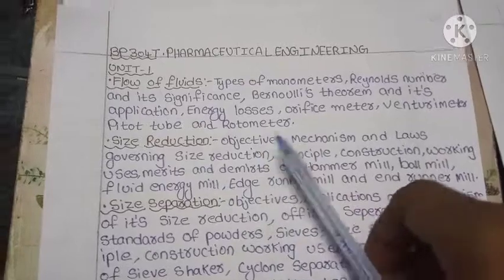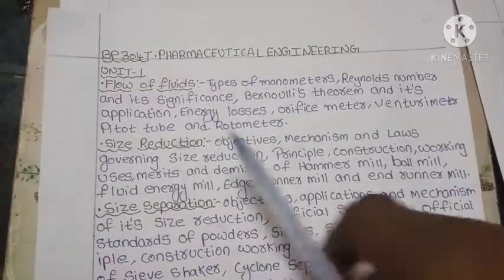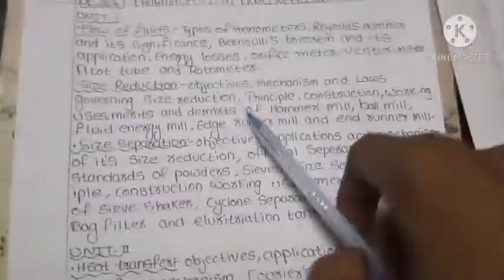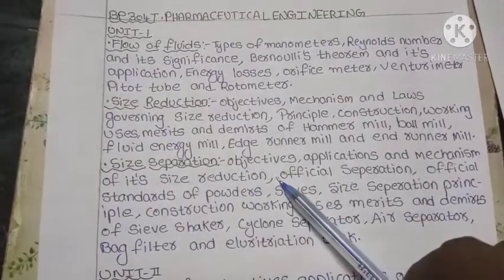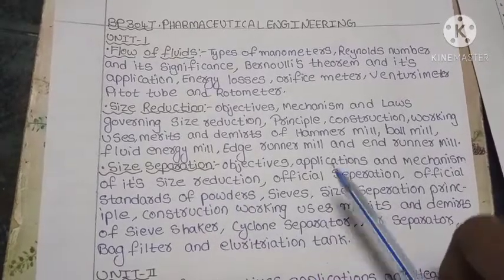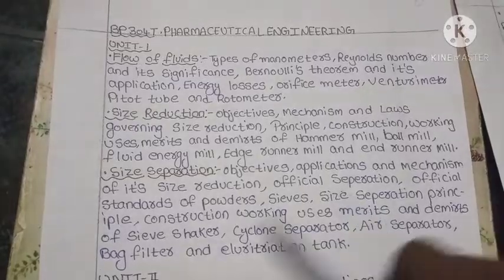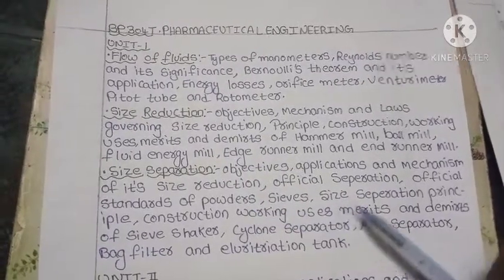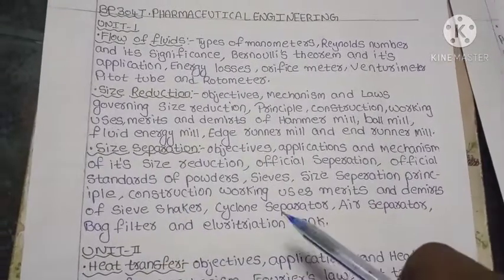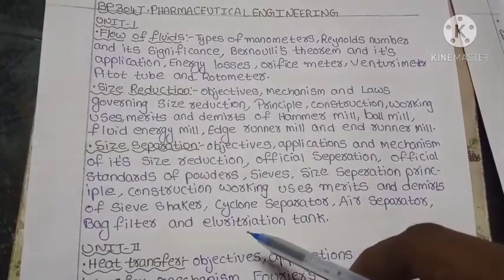In size reduction, we need to learn the objectives, mechanisms, laws governing size reduction, and the principle, construction, working, merits and demerits of hammer mill, ball mill, fluid energy mill, edge runner mill, and end runner mill. In size separation, we need to learn the objectives, applications, mechanism of size separation, official standards for powders, sieves, and the principle, construction, working, uses, merits and demerits of sieve shaker, cyclone separator, air separator, bag filter, and elutriation tank.